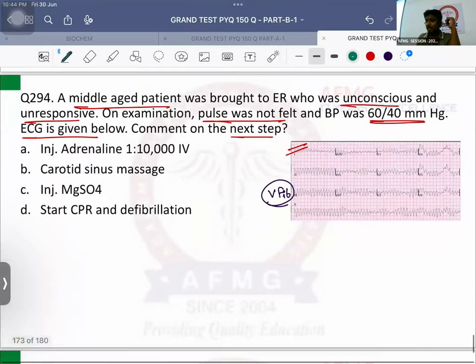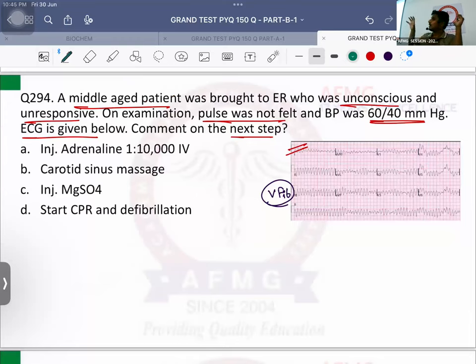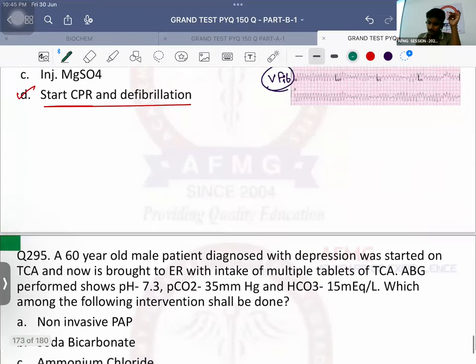Please remember that. Ventricular fibrillation is always and always hemodynamically unstable. Ventricular tachy can be stable or unstable. Fibrillation ka matlab ye ventricle bas ye kar rahi, to blood jayega kya bahar? So blood pressure will be very, very low. There will be crashing of blood pressure of the patient. Theek hai? So V-fib is a shockable rhythm or a non-shockable rhythm? Shockable. So we can give defibrillation. But immediately, before the defibrillator arrives, we have to continue CPR. So start CPR and defibrillation.